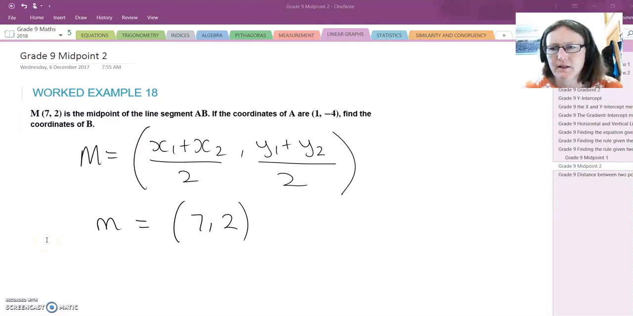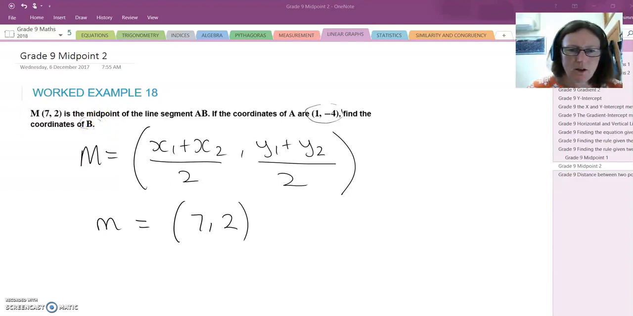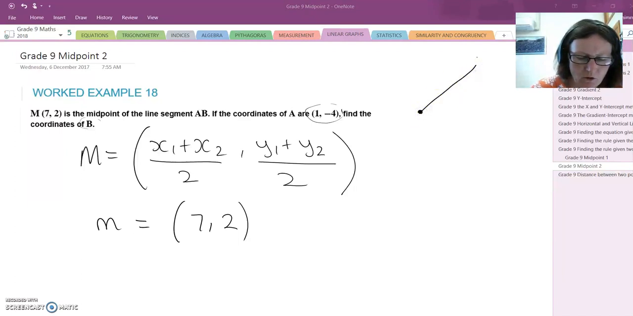Okay, let's look at the second type of midpoint question you may get. We're actually told the coordinates of one end of the line. We're not told the coordinates of the second end of the line, but we are told the midpoint. So just by a quick example, we're told this coordinate, we're not told this coordinate, but we're told that this point is halfway along it.